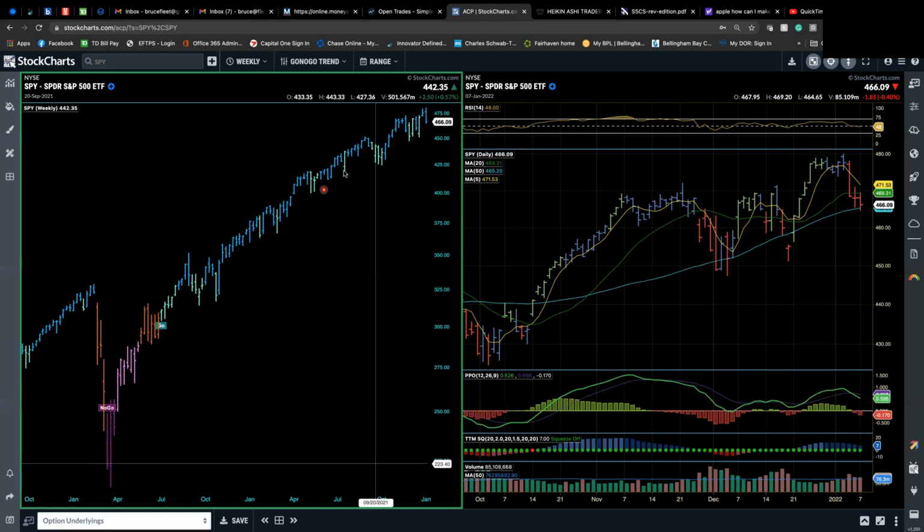we are still in an uptrend until that changes. And we will know that that changes if the 20-day falls below the 50-day, we're in a confirmed correction. We're not there yet. So this is just considered volatility and a sideways market.